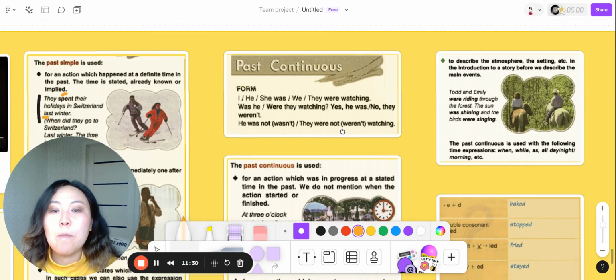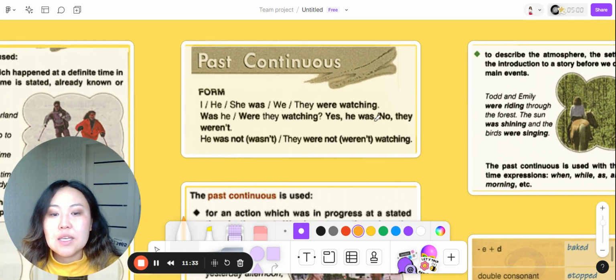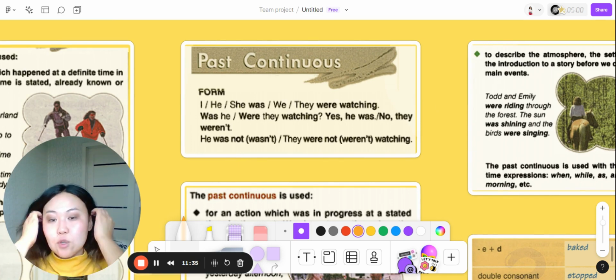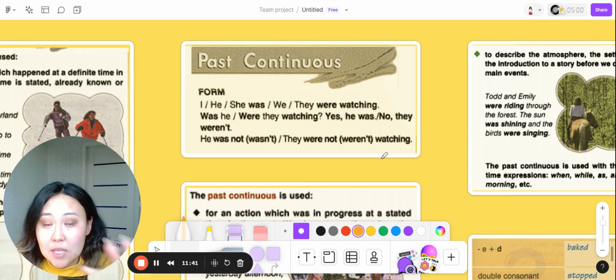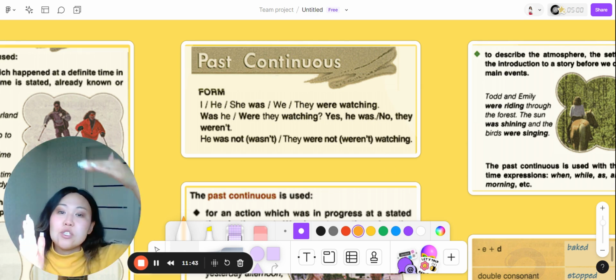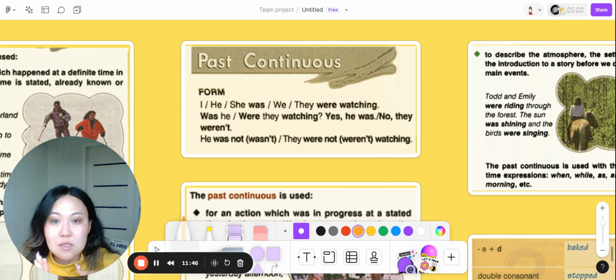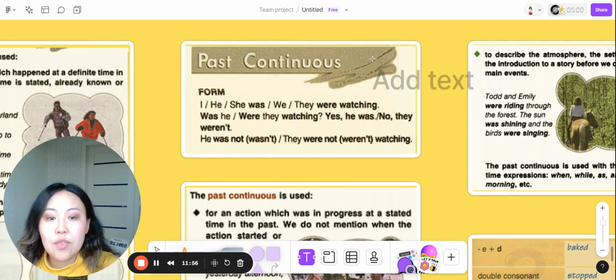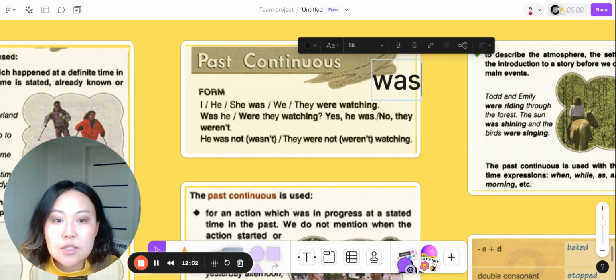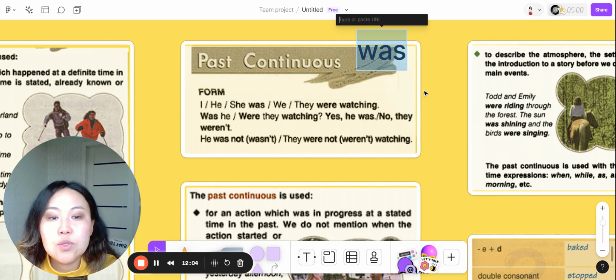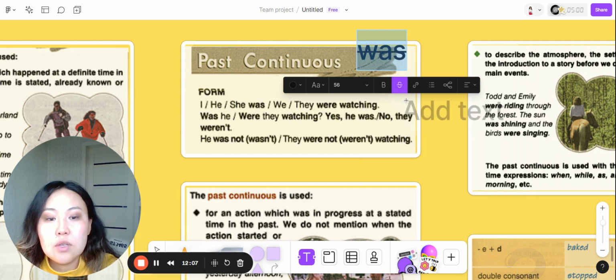Next, let's move to past continuous. Here we see the form, and the form is pretty easy if we remember present continuous. Yeah, it's am, is, are plus ing. So in the past, we just use the past form of am, is, are. It's was, were plus ing to the main verb. Here we can see some examples, and we need to remember that was is used with singular subjects, and were is used with plural subjects.